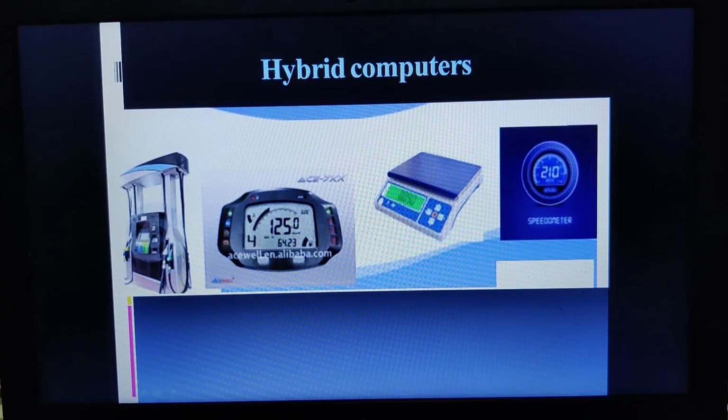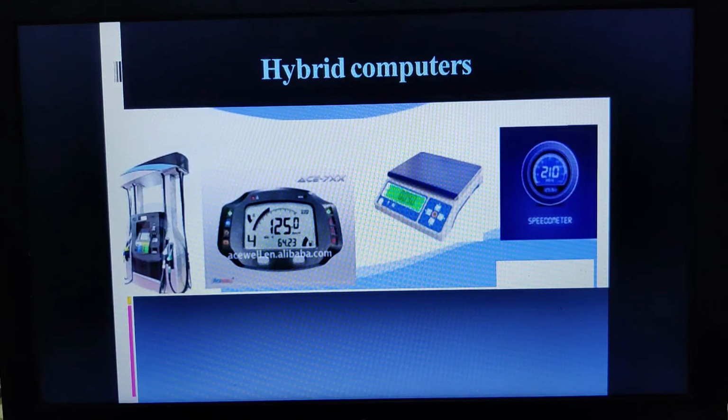Modern hybrid computers are usually used in vehicle simulations, like the speedometer, and in the training of astronauts, and robotics. Modern hybrid computers are also used in petrol pumps, electronic weighing machines, digital speedometers and digital watches. All these are some of the applications where you can see hybrid computers. Students, I hope you are able to understand.